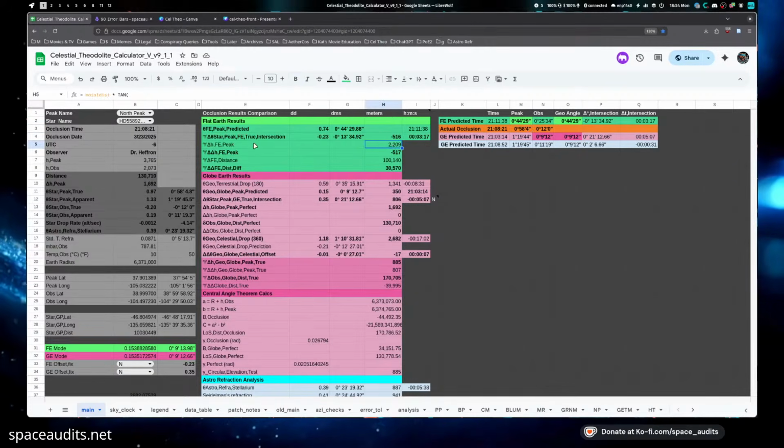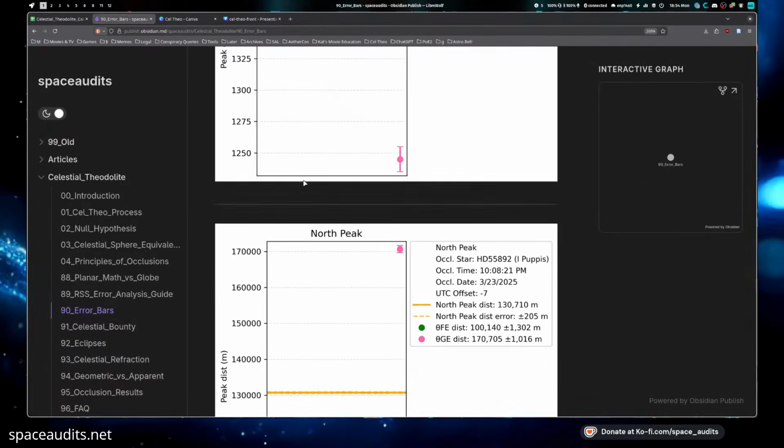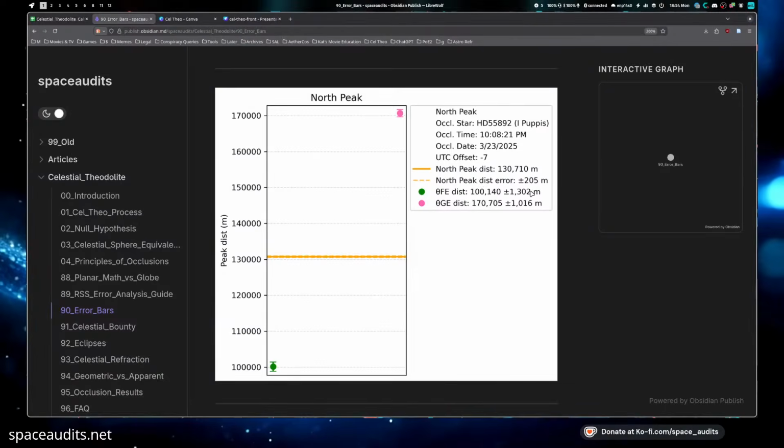So if you subtract what we're off on flat Earth from what the globe derived for their elevation, you get the drop over distance there. So we were off by 500, globe was off by 800. So again, let's see, where's Pikes Peak, North Peak? Yeah, right here. So here's what North Peak looks like.